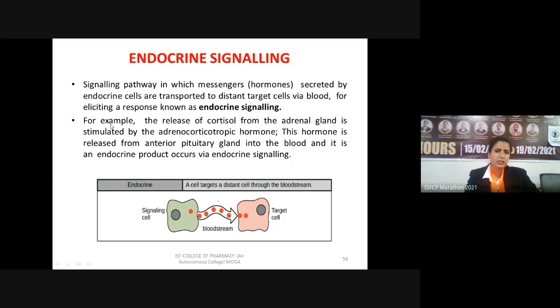For example, the release of cortisol from the adrenal gland. What are adrenal glands? These are present on our kidneys. They release cortisol. The release of this hormone is stimulated by a hormone known as ACTH, which stands for adrenocorticotropic hormone. This hormone is released from the anterior pituitary gland. The anterior pituitary gland is an example of an endocrine gland, which I explained in the beginning of this slide. As it is an endocrine gland, it does not contain any duct, so it releases its secretion directly into the blood. From this blood, it will be taken to the desired target cell. So it is an endocrine product which acts via endocrine signaling.